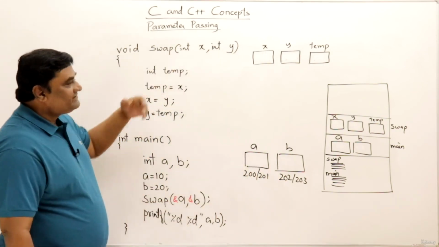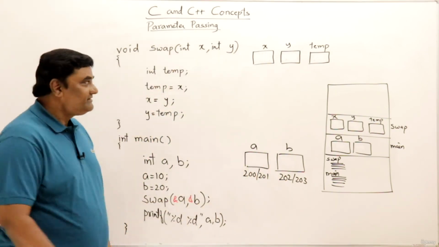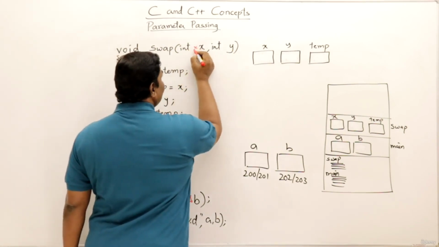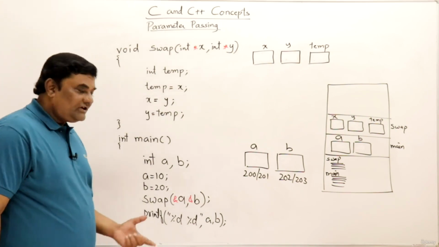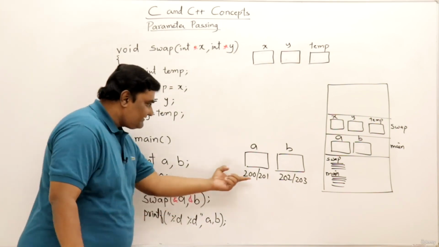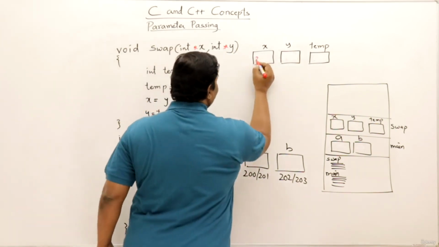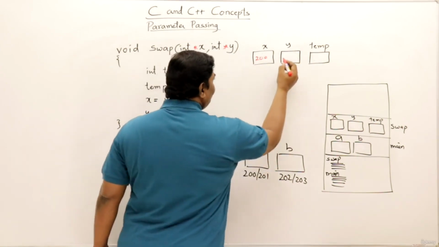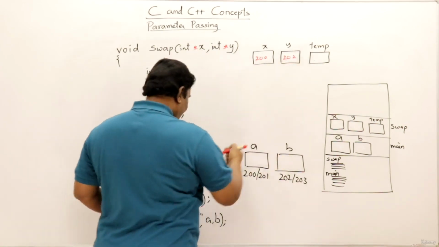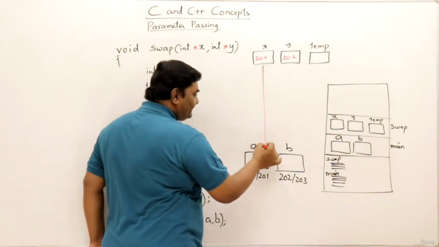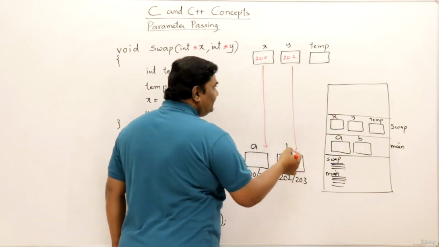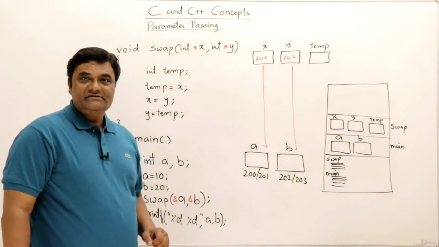Now who can take addresses? We know pointers can take addresses. So these must be pointers. Yes, these are the pointers. Right? So when I pass the addresses from here, 200 will be copied in this one and 202 will be copied in this one. So when the function is called, this is pointing on this and this is pointing on this one. Yes, those are the pointers.